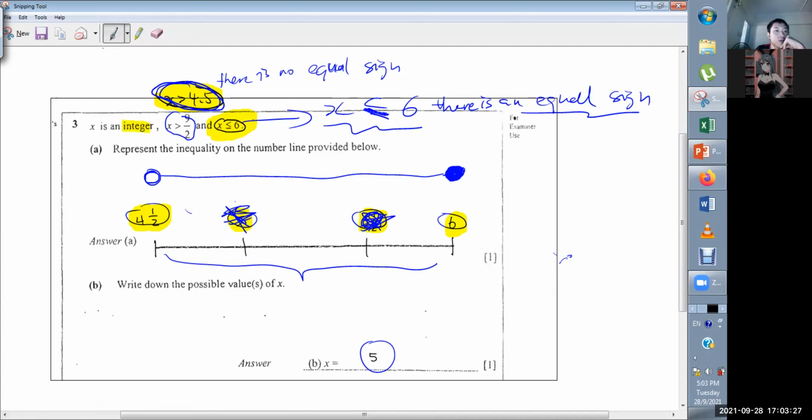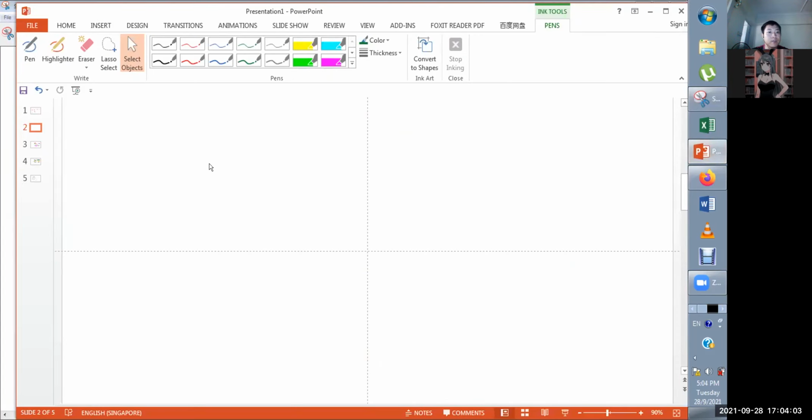Integer starts with 0, 1, 2, 3, 4, 5, 6. We are talking about positive integer here. Negative integer is -1, -2. All those. So that's why the answer is 5. Can you write 5.5? No. The answer is no, because 5.5 is not an integer. Does it make sense? Yeah. Okay, good.